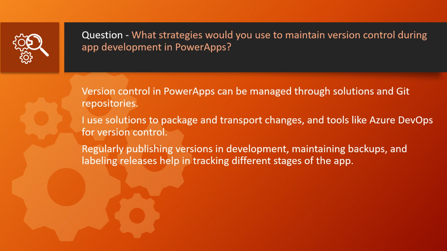What strategy would you use to maintain version control during app development in Power Apps? So version control in Power Apps can be managed through solutions and a Git repository. I mostly use solutions to package and transport the changes, and tools like Azure DevOps for versioning. And regularly publishing the versions in development, maintaining backups and labeling the releases help in tracking the different stages of the app.